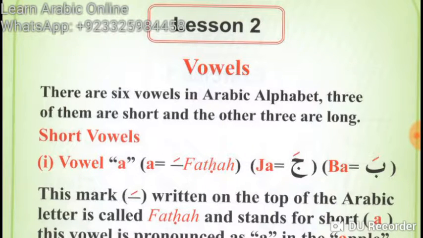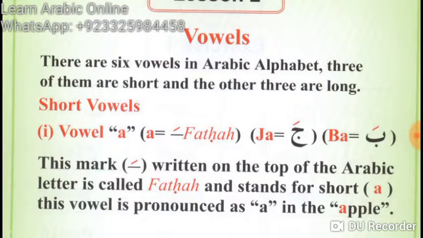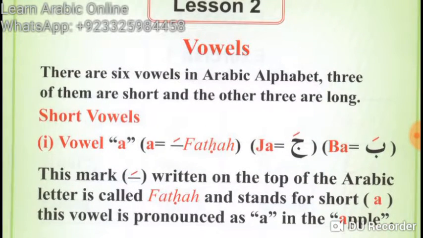It is vowels. So lesson number two is vowels. In Arabic, we have six vowels. Three of them are called short vowels, and three of them are called long vowels. Short vowels are just three symbols that we are going to study today. Now start reading this. There are six vowels. Start reading this line.